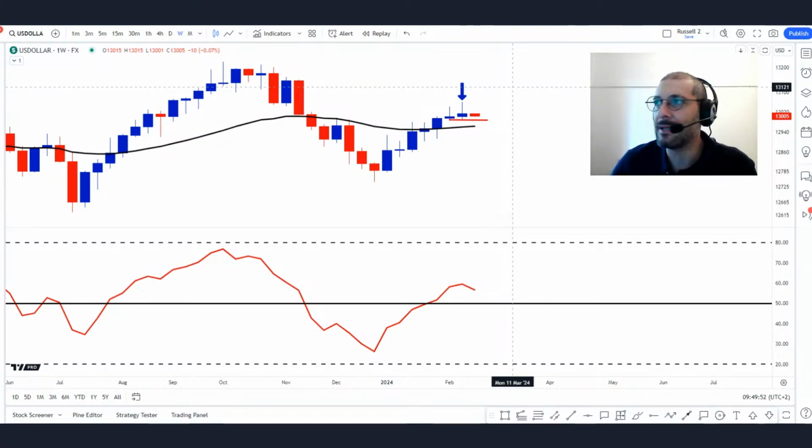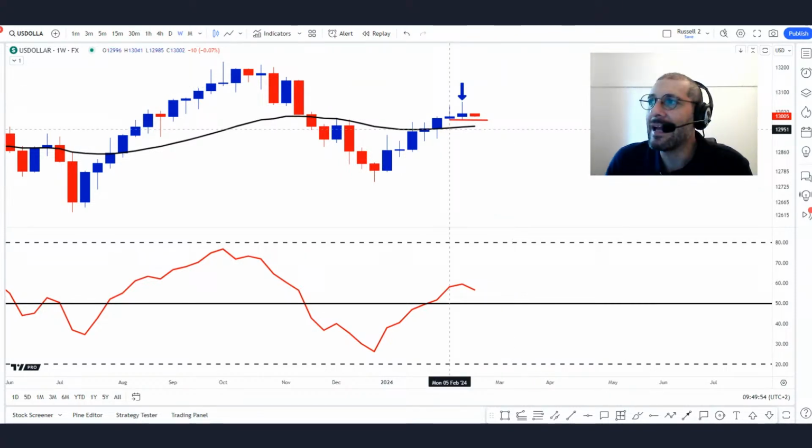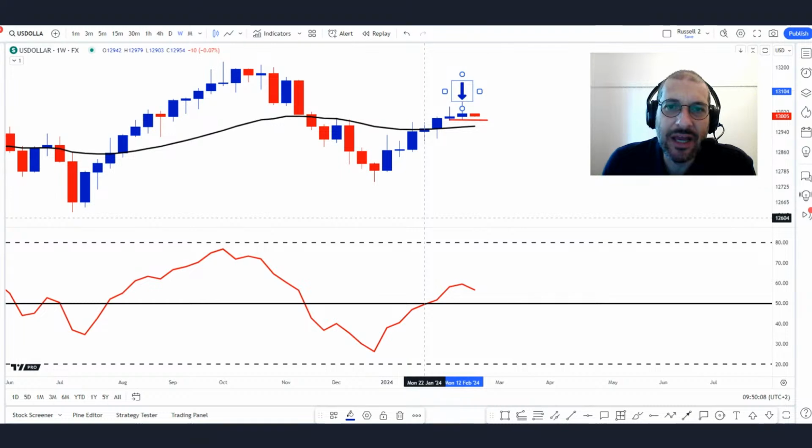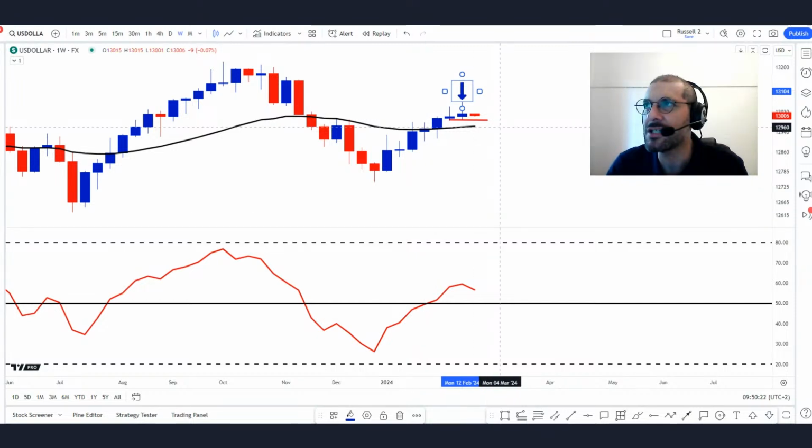So given the fact that we are on this 30-week exponential moving average, and we did have some selling pressure coming in, we can only ask ourselves, is this perhaps an opportunity of a sort of buy the dip? Let's just go down to the daily. Let's see if the daily chart's synchronizing up with the weekly chart.